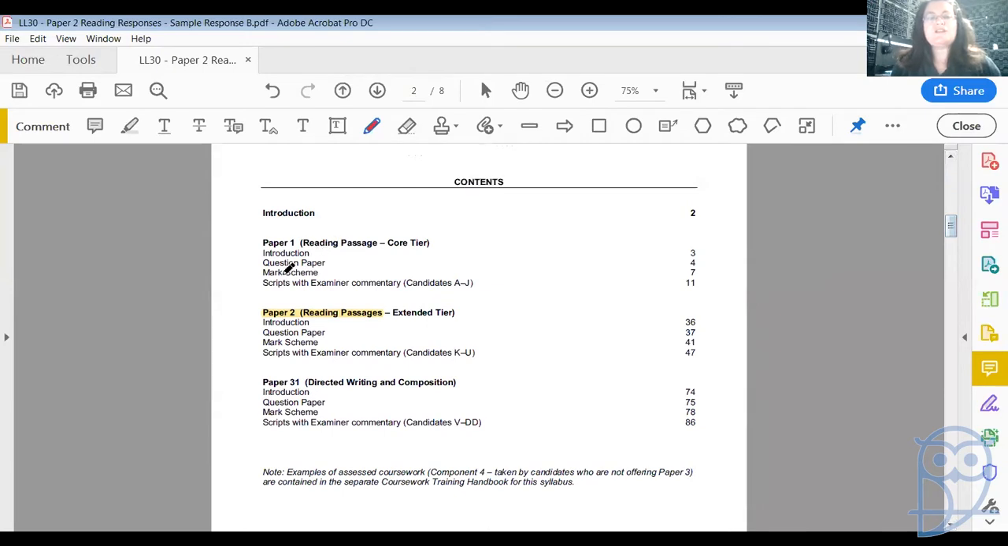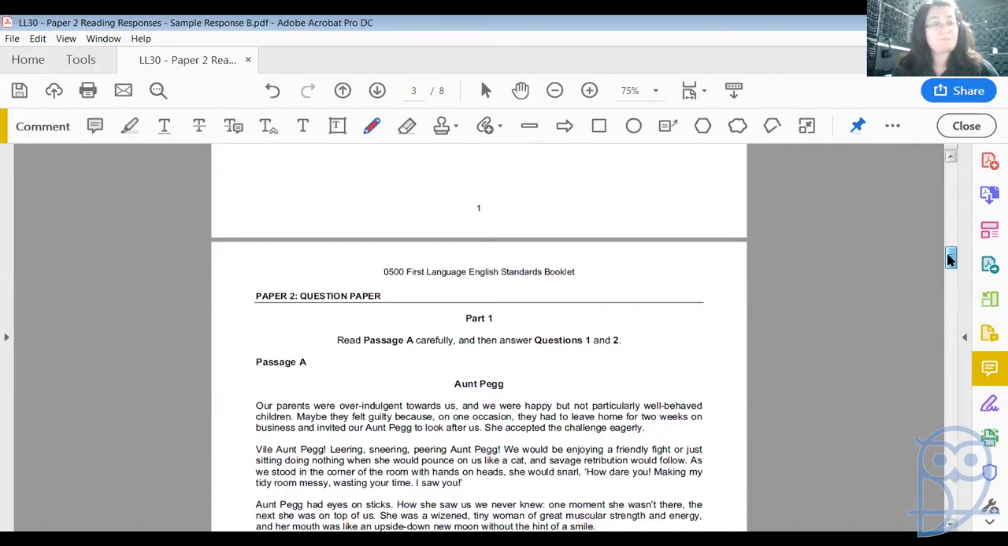So we do not do the core paper. What we focus on is paper 2 and paper 3. And paper 2 is all about reading passages. So today we're going to focus on a sample reading passage and how a student answered their question, how they structured their question and what they wrote.